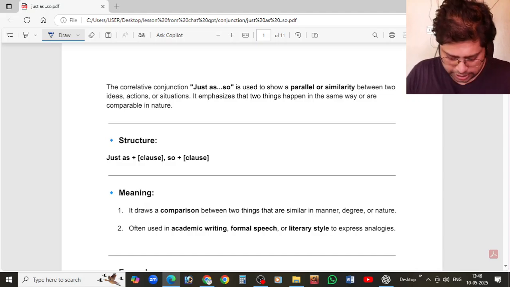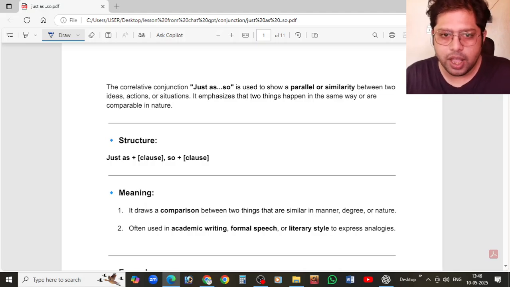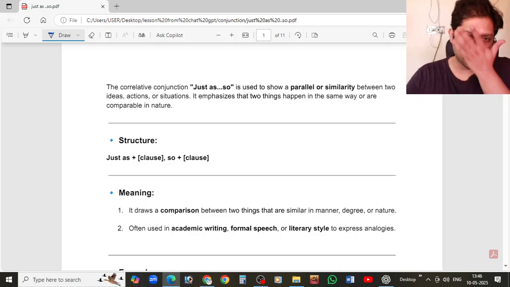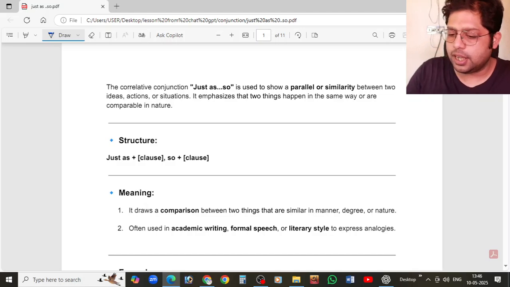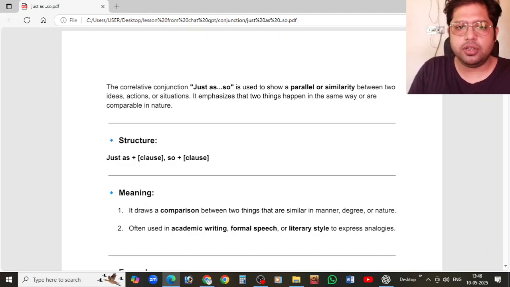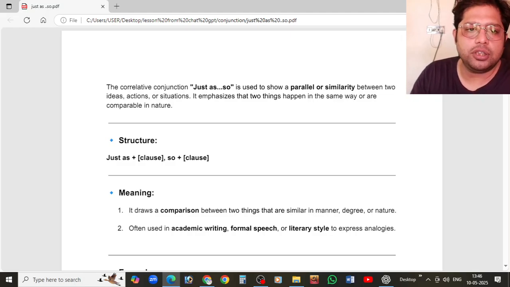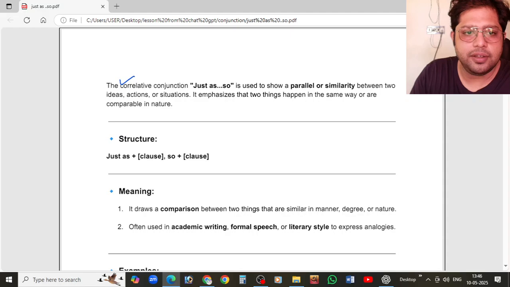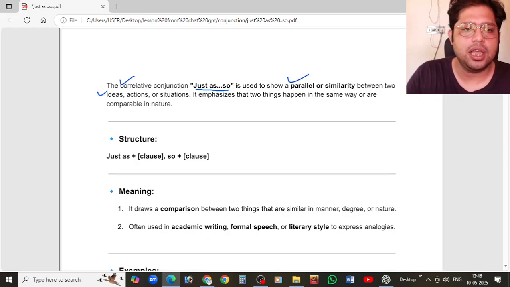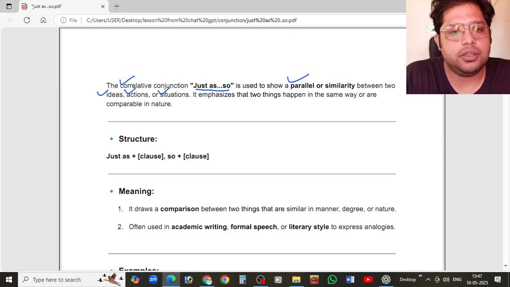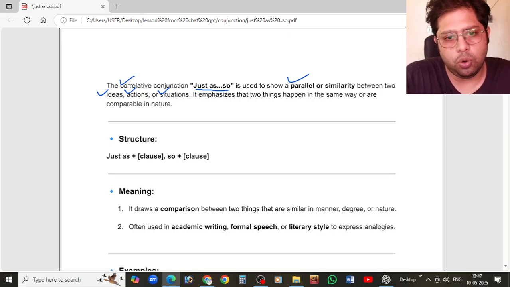Today I have come to discuss one new thing, called "just as... so". It is another correlative conjunction, and this conjunction is very useful when it comes to comparing two things. You can see in the definition that this correlative conjunction "just as... so" is used to show parallel or similarity between two ideas or actions or situations. When you compare two ideas, actions or situations, you can use this "just as... so" conjunction.